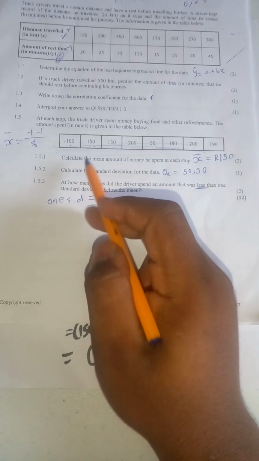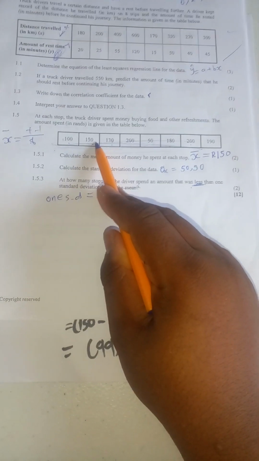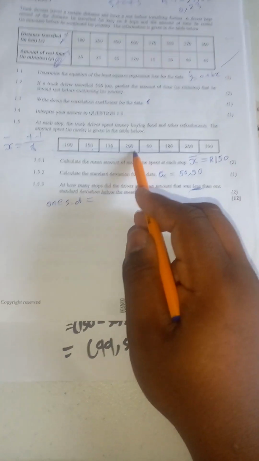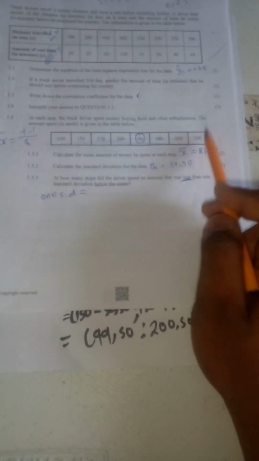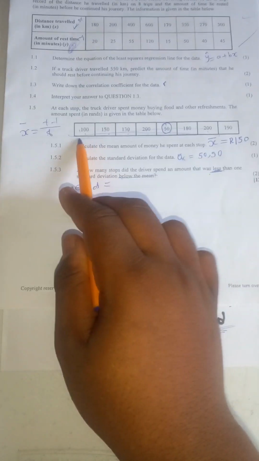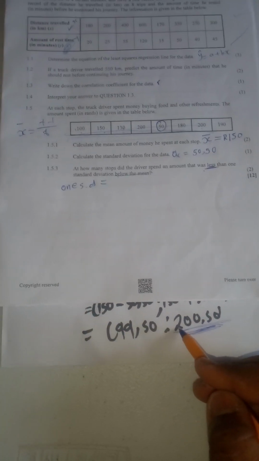So now let's go. 100, it is greater than 99; 150, greater; 130, greater; 200, greater; 50, this is the amount that is what? Less than 99 rands. And 180, 200, 190 are all greater, so they don't fit. And then now let's go to 200. Let's check the amount that is greater than 200,50. So as you can see from the amounts that I just checked, there is no number which is 201 or something, right? So like there is no number which is outside or greater than 200,50.